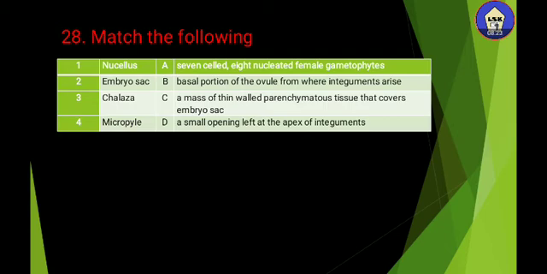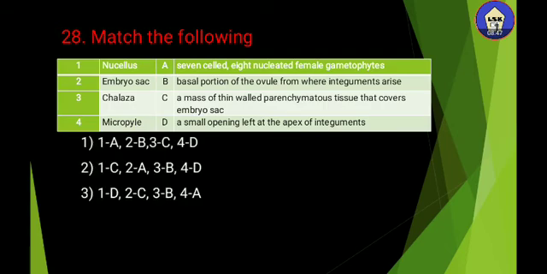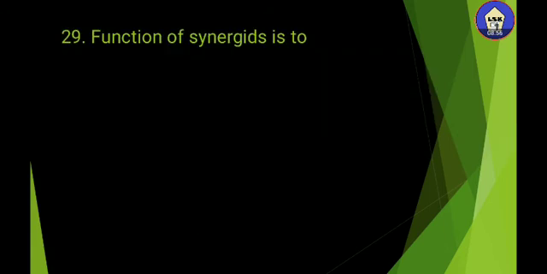1C, 2A. Chalaza. What is chalaza? Chalaza is the basal portion of ovule from where integuments arise. And micropyle is a small opening left at the apex of the integument. So that is correctly matched. So micropyle 4D, 3B, 2A and 1C. Where 1C is given in the option 2 as well as in option 4. So option 2 is the right answer to the question number 28.